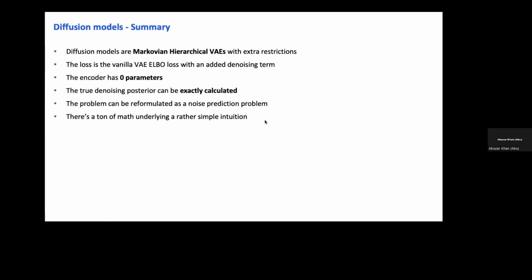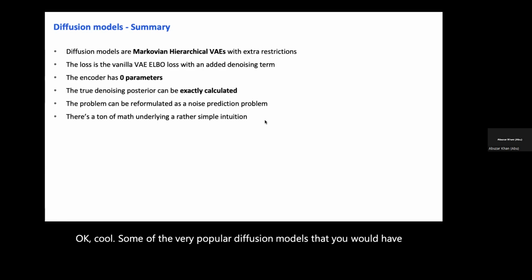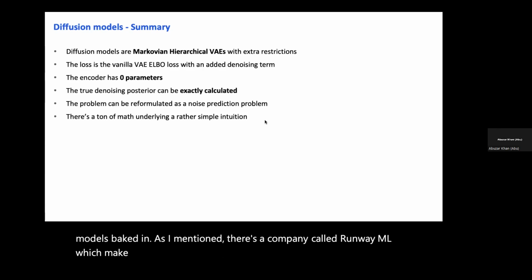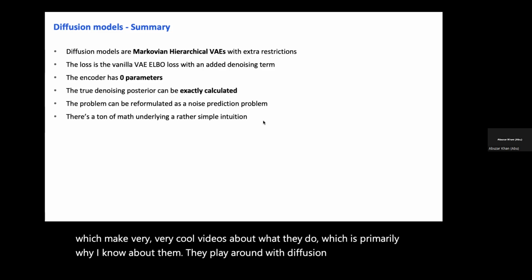Okay, cool. Well, some of the very popular diffusion models that you would have heard of are things like DALL-E, DALL-E 2. Adobe now has a ton of diffusion models baked in. As I mentioned, there's a company called Runway ML, which make very, very cool videos about what they do, which is primarily why I know about them. They play around with diffusion models a lot and create some very exciting models.